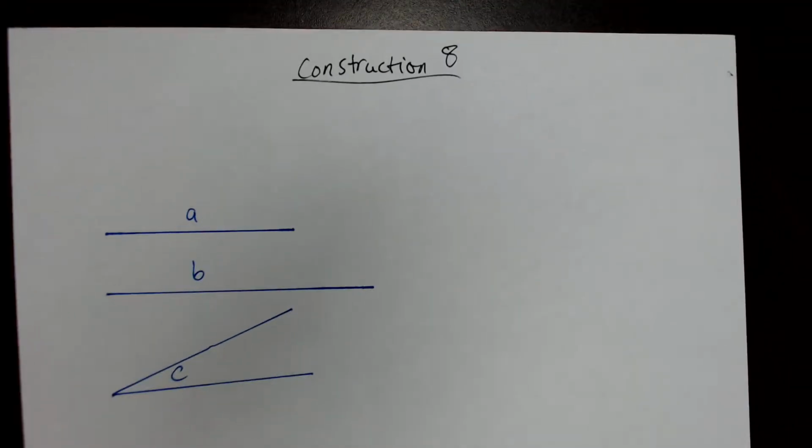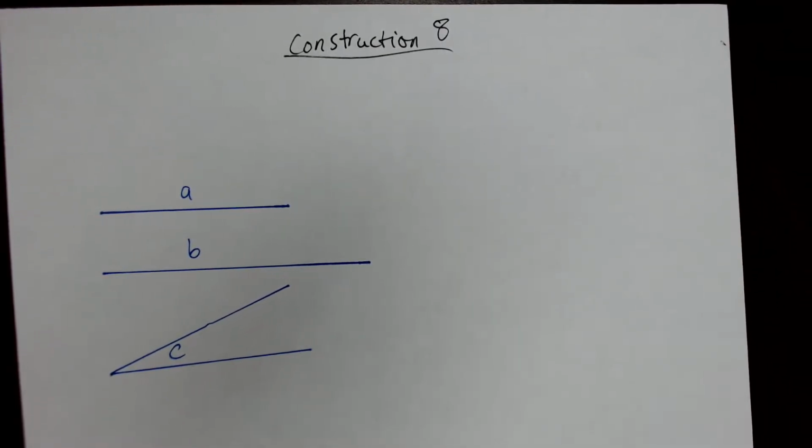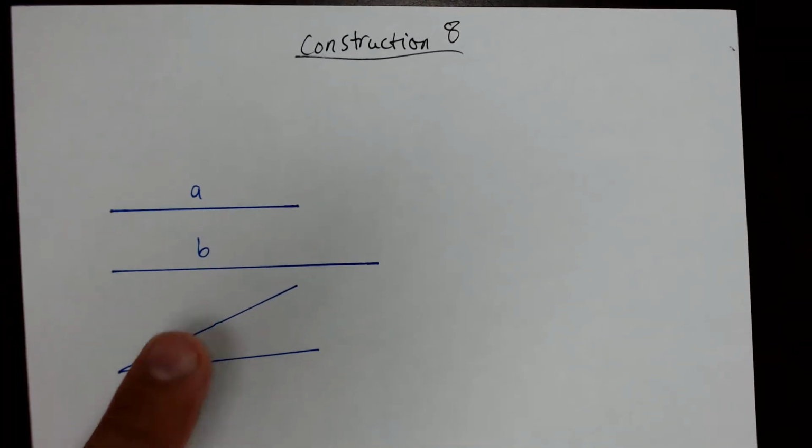All right, Geometry Construction 8. This construction is how to create a triangle when we're given two sides and one angle.